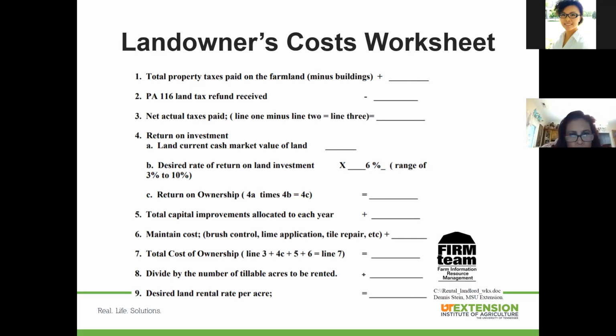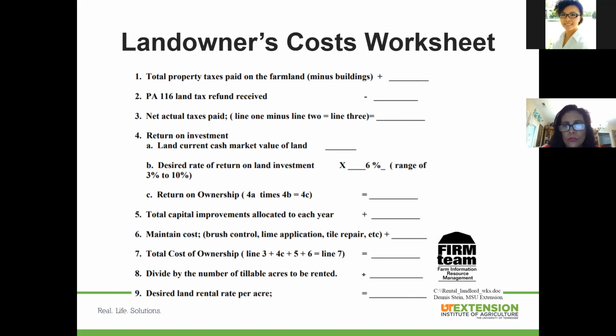And the return on ownership, calculate that part. So one of the tricky parts is the land current cash market value. For cropland, you need to have a realistic value. Because if you value it like 10 grand per acre or 15 grand per acre, that will dramatically increase your cost of ownership. So just have a realistic current market value for your ag land.